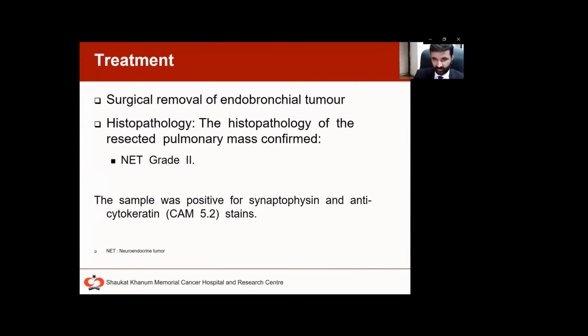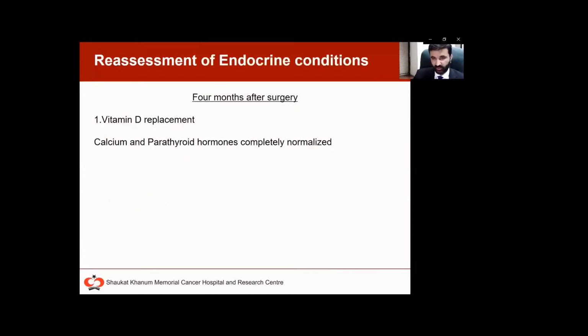Once the treatment was completed for the neuroendocrine tumor, patient has a recovery phase, and we then completed the vitamin D replacement. Following replacement of vitamin D, the parathyroid hormone and calcium level both got well within the normal range. Now that confirmed the diagnosis of secondary hyperparathyroidism, and the possibility of diagnosis of primary hyperparathyroidism was excluded.